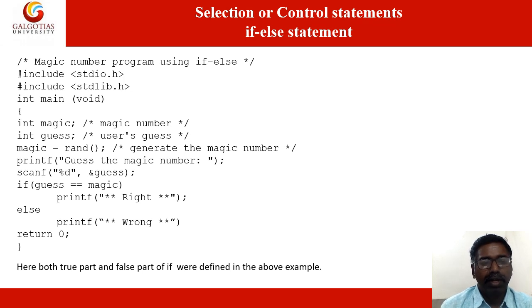Print right, else print wrong. Automatically it will take any one of the branch and then it will execute the answer and it will come out of the program.